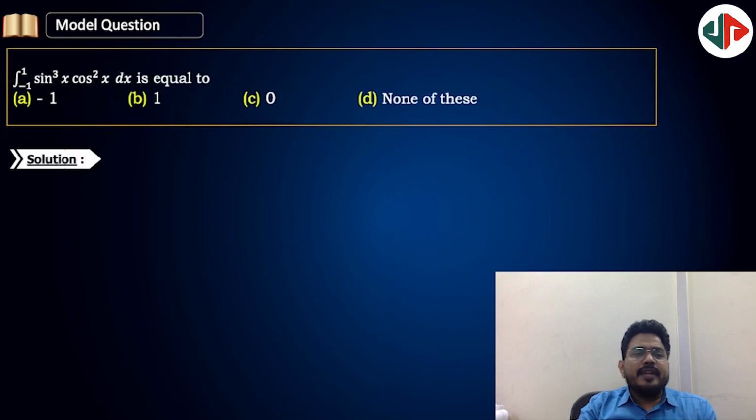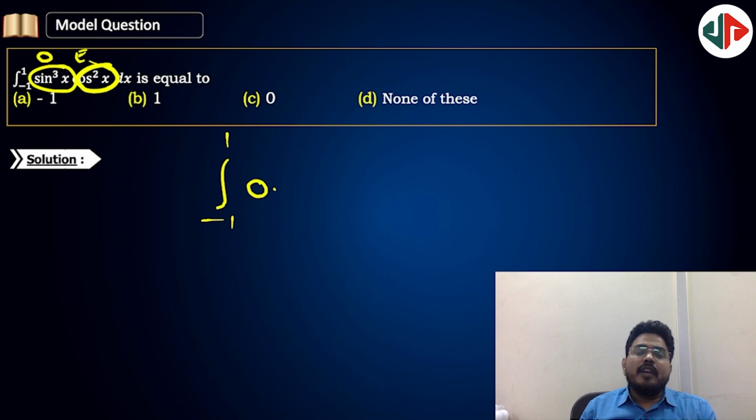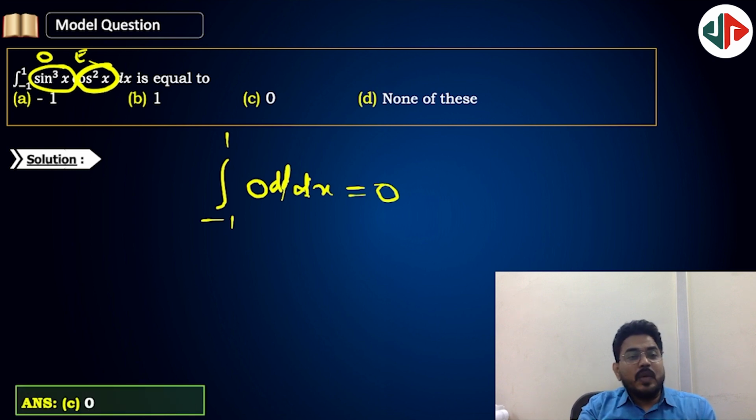Next question is, look at here, minus 1 to 1. This is the odd function. This is the even function. This is odd, this is even. So integral minus 1 to 1 of an odd function dx, the value is equal to odd value. So the value will be equal to 0.